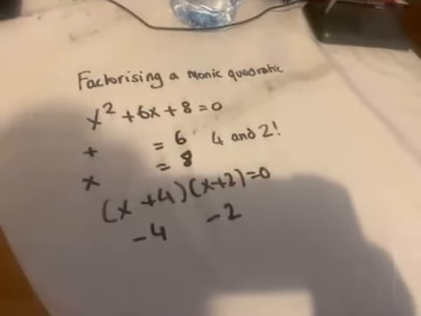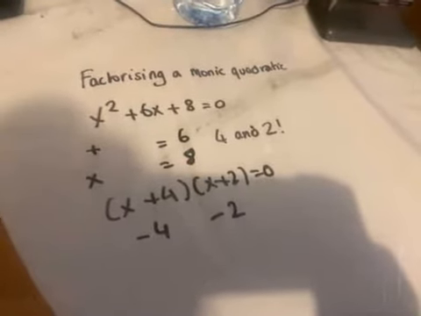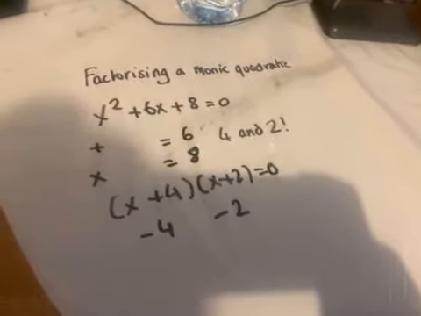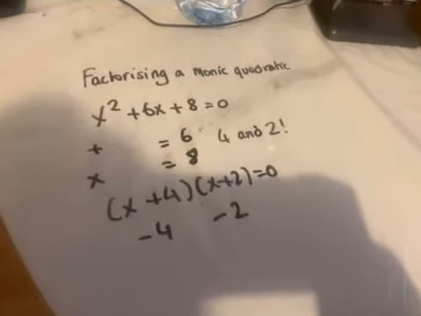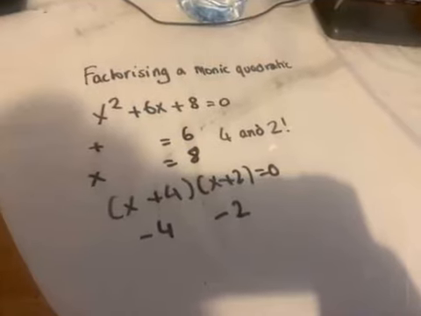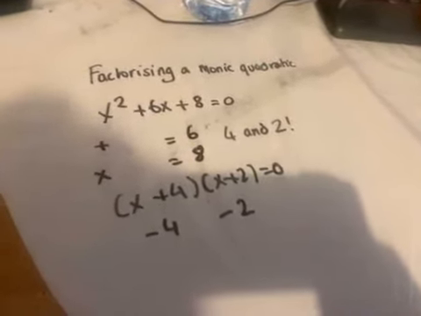So what we're going to do with the quadratic, we're going to use factorisation as a method of solving it. Okay, so here we've got x squared plus 6x plus 8 equals 0 as our example. That's the question we're going to do. And what I'm going to do is walk you through the method of how you can use factorisation to help you solve an equation.